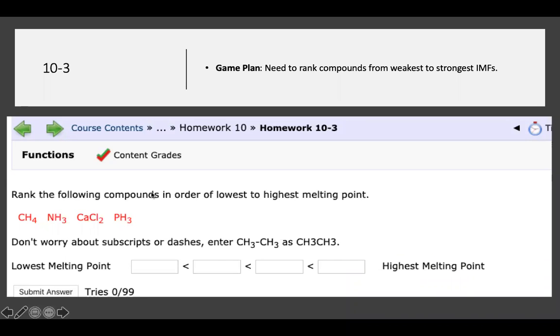We're going to be ranking these compounds in order from lowest to highest melting point. Our game plan is that we're going to rank them from the weakest to the strongest intermolecular forces. This is kind of like question 10-2, where the stronger our intermolecular forces, the more energy, thus the higher temperature it's going to be for that substance to melt. So we're going to put our strongest intermolecular force with the highest melting point and our weakest intermolecular force with the lowest melting point. We need to first identify, though, which intermolecular forces are going to be present in these 4 compounds.